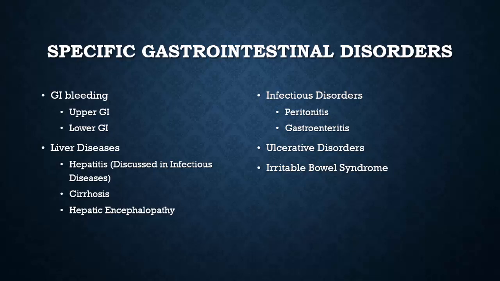Specific diseases here would include peritonitis and also gastroenteritis. Now, gastroenteritis can be split into acute and chronic gastroenteritis. In the infectious disorder discussion right now, we're speaking about acute gastroenteritis, which is what we commonly refer to as a stomach bug. It's a family of conditions involving infection with fever, abdominal pain, diarrhea, nausea, and vomiting.